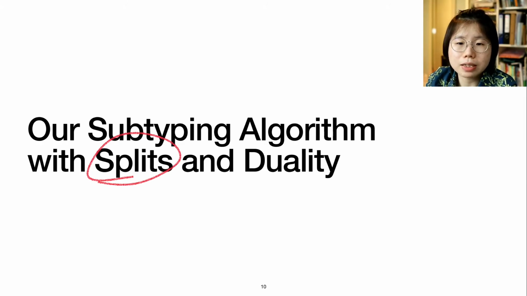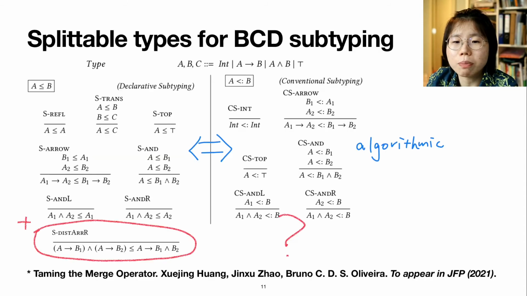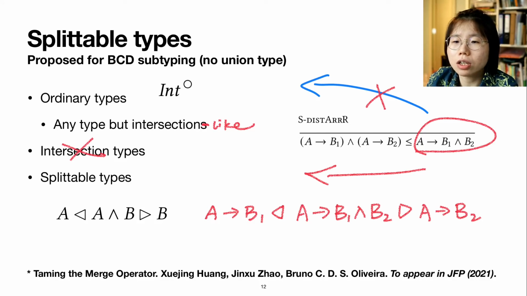The idea of type splits was proposed to design an algorithm for BCD subtyping, which does not have union types. In this problem, the key challenge is to deal with the additional distributivity rule on top of a simple subtyping relation around the intersection types. Conventionally, types like int or top that are not intersections are called ordinary types. So any function types are ordinary. But as long as we have the distributivity rule, some function types can behave like intersection types. And note that the two types are equivalent.